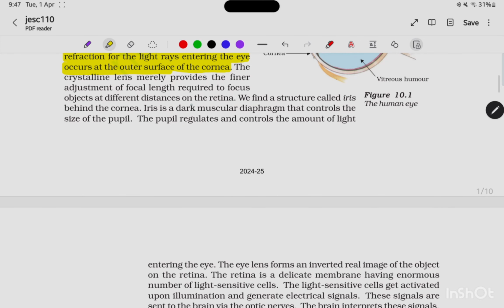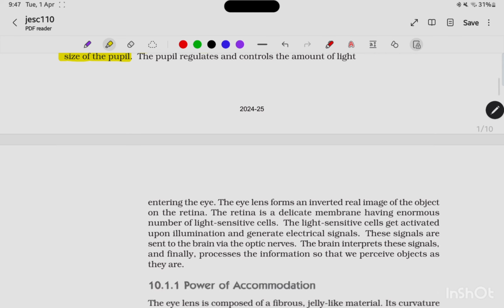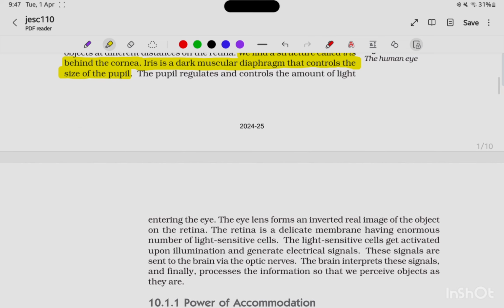What else? We find a structure called the iris behind the cornea. Iris is a dark muscular diaphragm that controls the size of the pupil. The pupil regulates and controls the amount of light entering the eye.